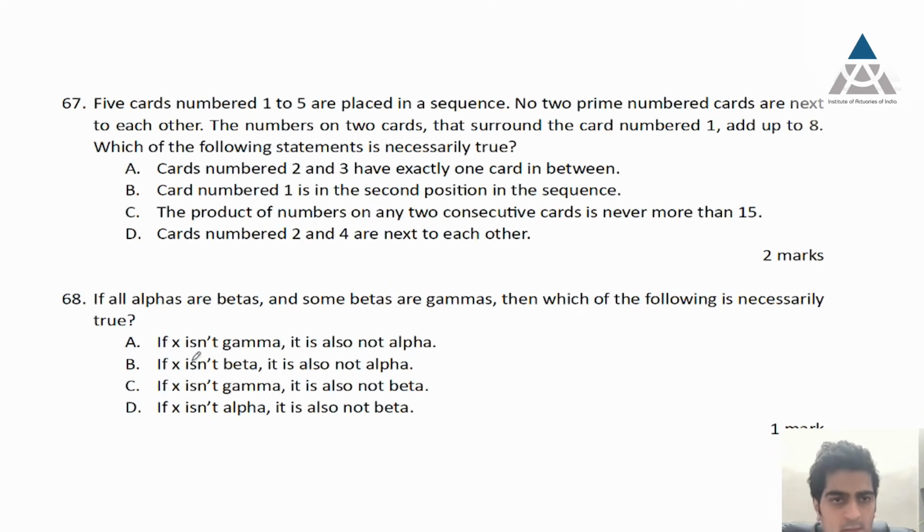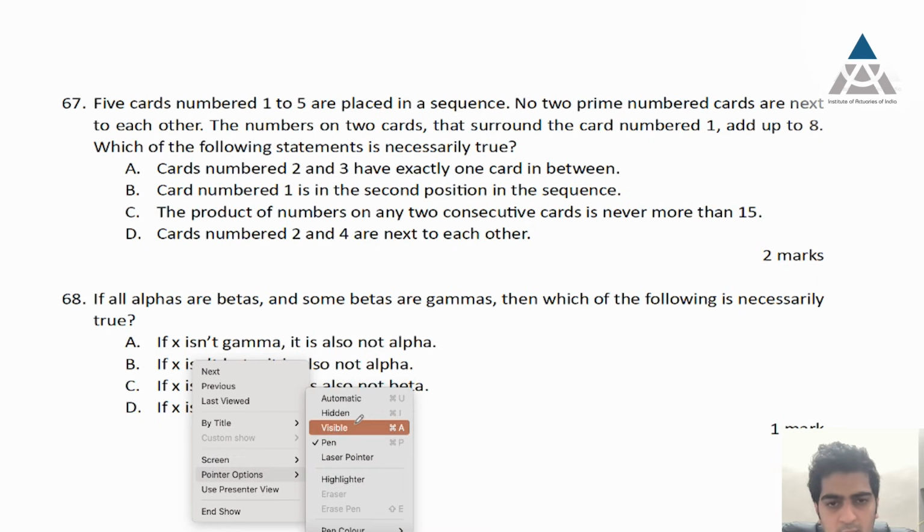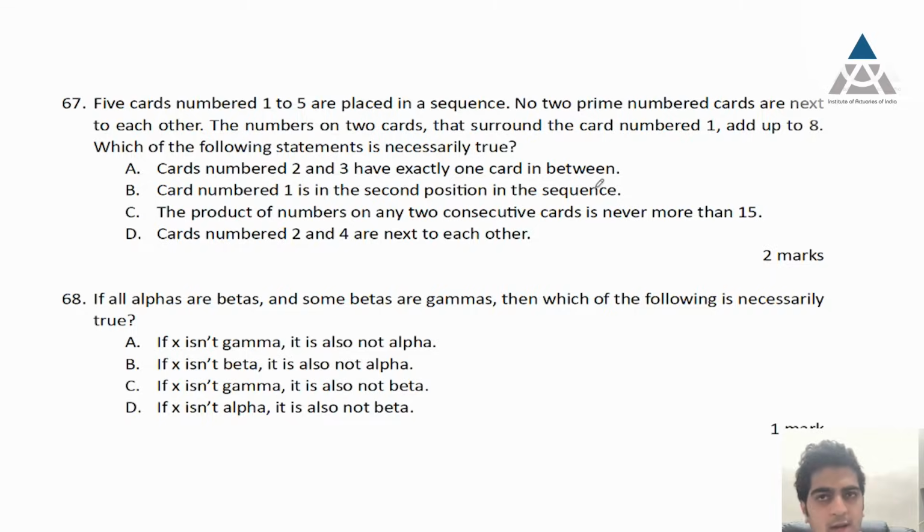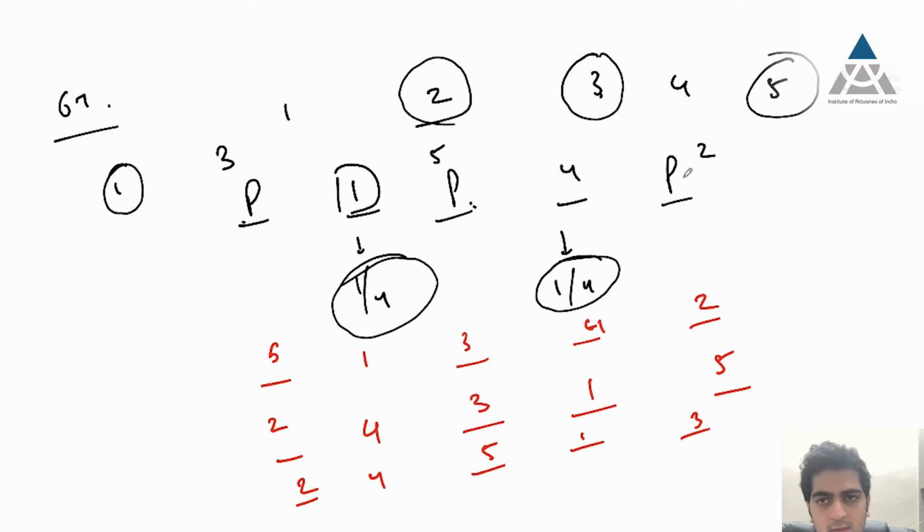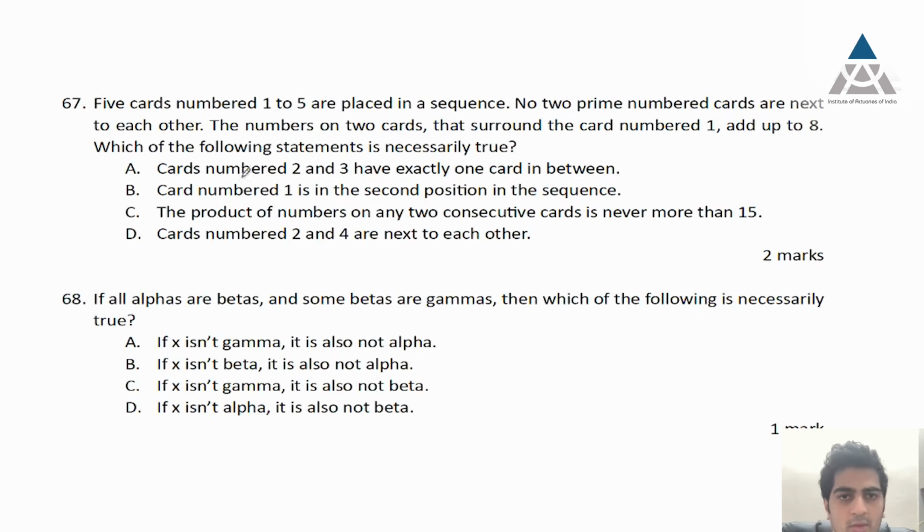So now let's read this question. It says cards number 2 and 3 will have exactly one card in between. So let's see in all the cases what happens. 2 and 3. So here 2 and 3 have 3 cards in between. 2 and 3 has one card in between, 2 and 3 has one card in between, again 2 and 3 has 3 cards in between. So that's not necessarily true.